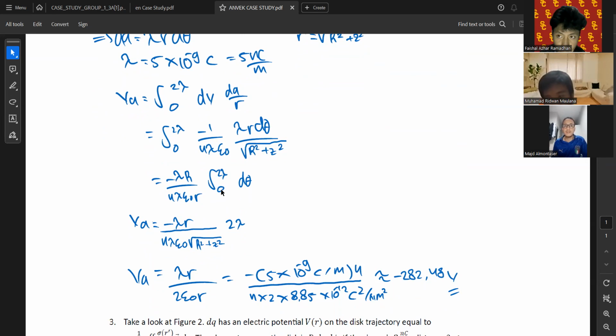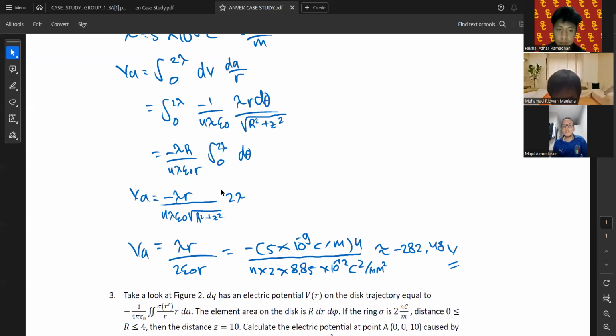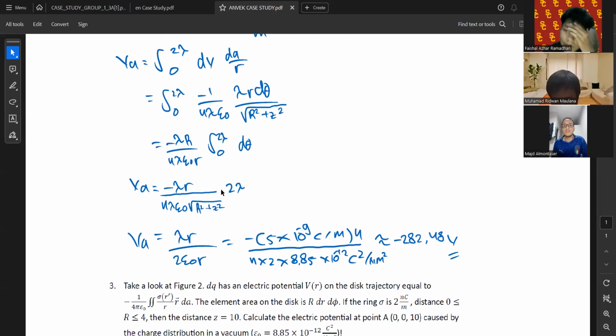VA equals lambda r over 4 pi e0 times the root of r squared plus z squared, all of this times 2 pi. VA equals lambda r over 4 pi e0 r equals 5 times 10 to the power of negative 9 C per meter times 4 over 4 times 2 times 8.85 times 10 to the power of negative 12 C squared over N m squared, which equals approximately 282.48.